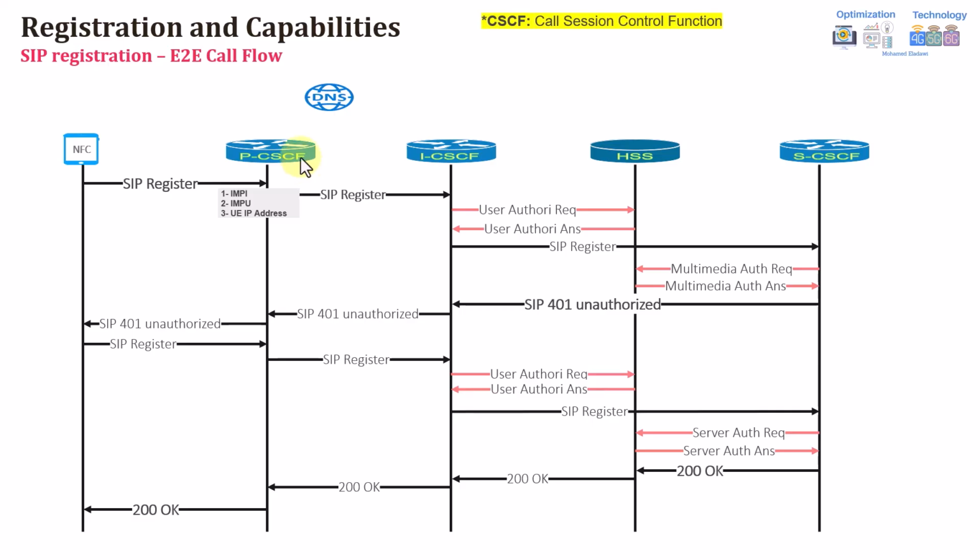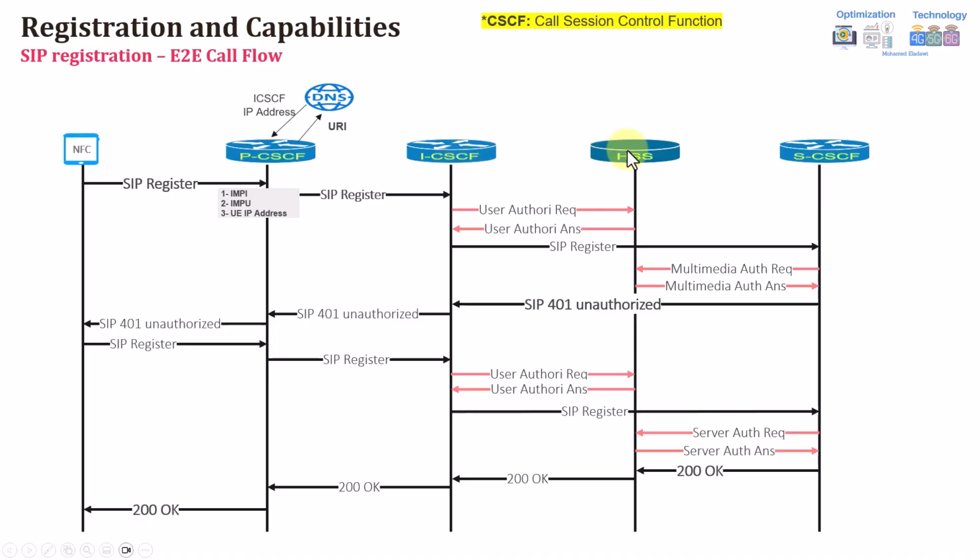So the proxy call session control function first needs to query the DNS to get the IP address of the I-CSCF. Using the SIP URI included in the SIP REGISTER, which is sent to the DNS, the DNS will tell it you can send it to this particular IP address. So it will forward the same message here. Then the I-CSCF actually needs to do what?